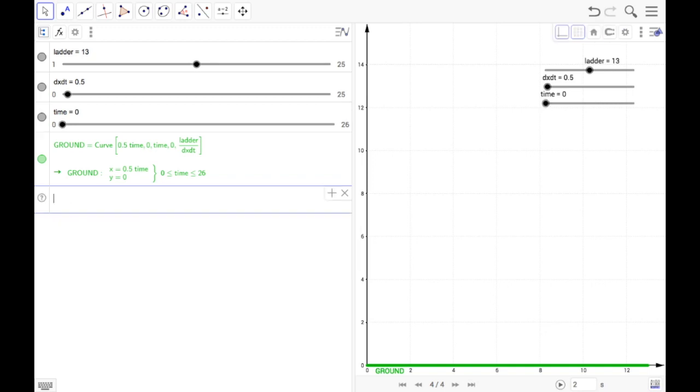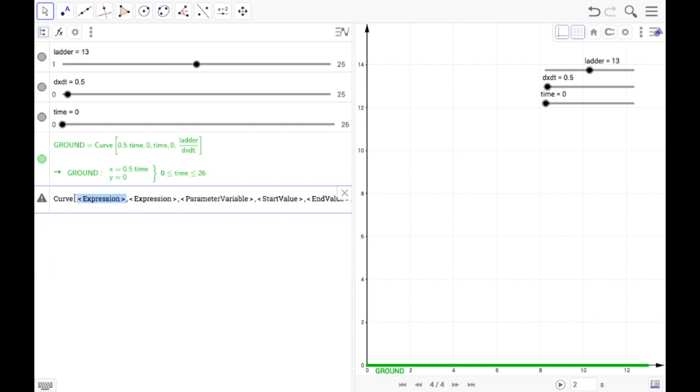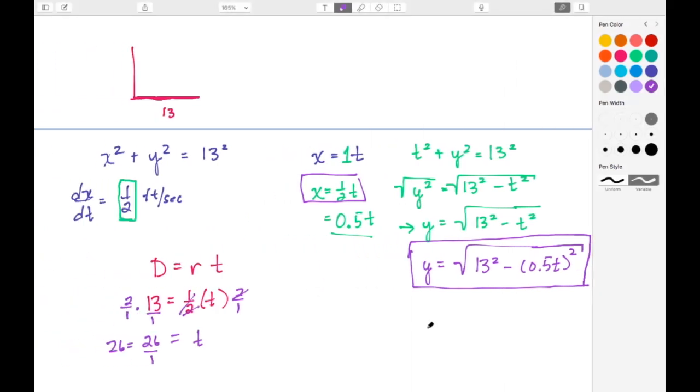Again, I want to use this curve function in the tool, and for the first value I want to keep the x values at 0, keep those independent of the y values. And we said the y value that we're going to use is the square root. And what we want is 13 squared. Well, 13 squared is the length of the ladder. So to make that dynamic, I'm going to write ladder squared, and 0.5 is the dx dt, and t is for time, and then that quantity is squared.